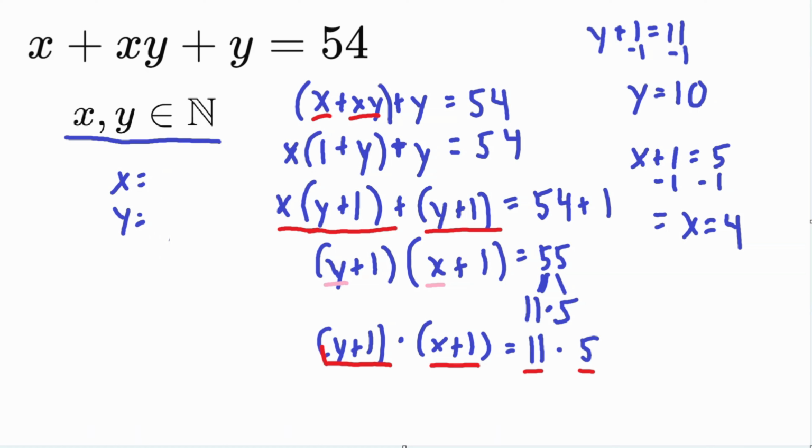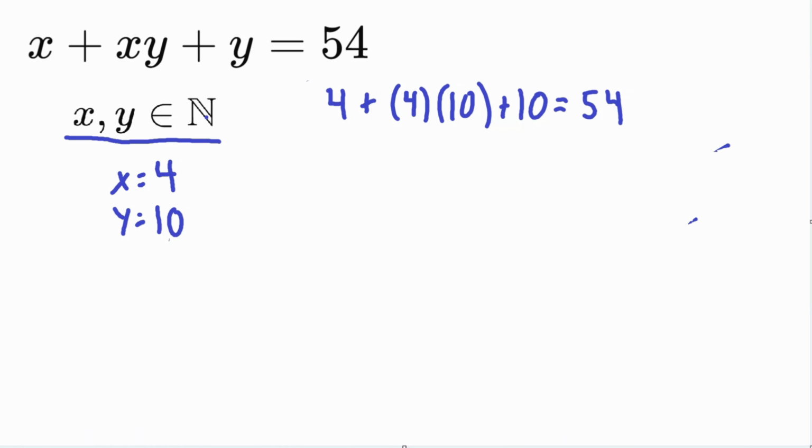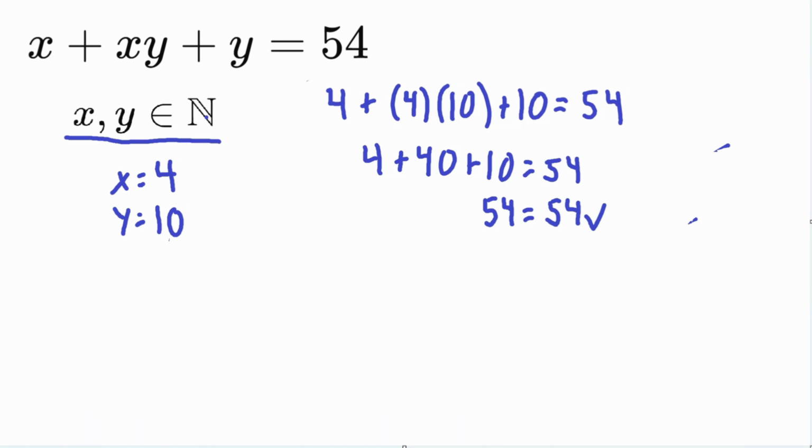And remember, as I stated before, these numbers are interchangeable. So if we were to put y equals 4 and x is equal to 10, we'd get the same thing. And now to make sure that we did our problem correctly, I'm just going to go ahead and check our answers. So 4 and 10 are both positive numbers that are whole. So that fits our criteria here. And now, if we just plug in and do the math, we get that 4 plus 4 times 10 plus 10 is equal to 54. So that's 4 plus 40 plus 10, which as a matter of fact is 54. So we did our problem correctly.